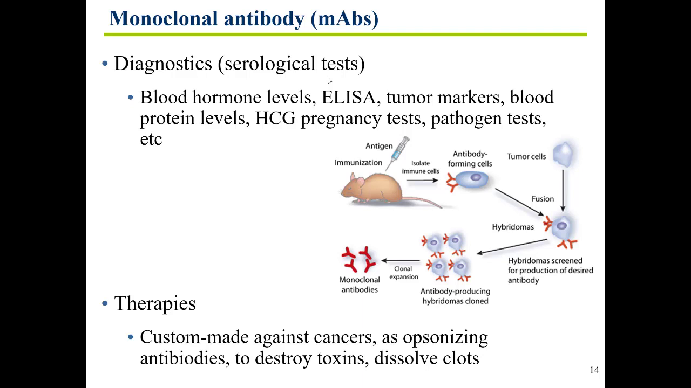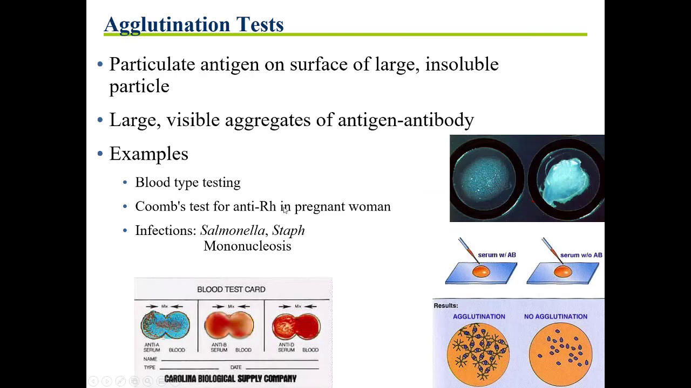So let's get going in the tests. One of the most common tests done, you might have done this before. We typically do it in a lab. It's called an agglutination test. Let me have you look down at the blood card down at the bottom. Blood typing uses this procedure.